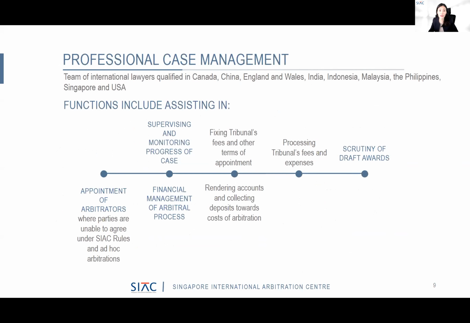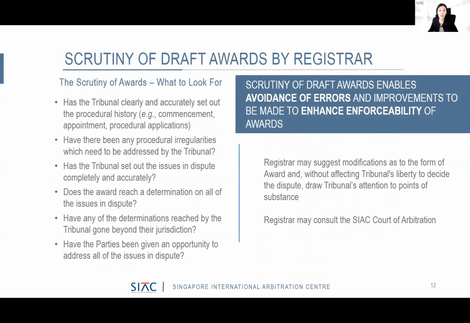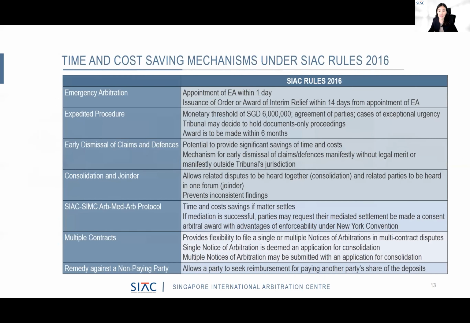And I think the most important service we provide, in fact, we are probably one of the few institutions that review the award before it is finalized to enhance its enforceability. When we scrutinize an award, we conduct a thorough review from typos to mathematical computations to looking at issues that might affect the enforceability of an award. SIC also consistently updates its rules to help limit the time and cost of arbitration. I highlight here some of the features of our 2016 rules.